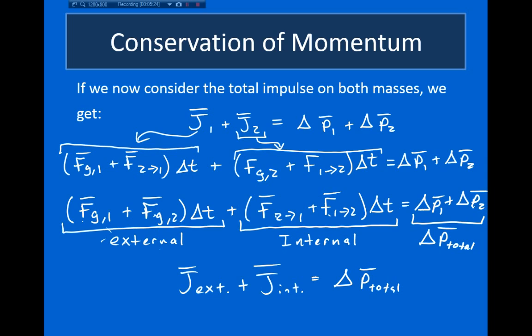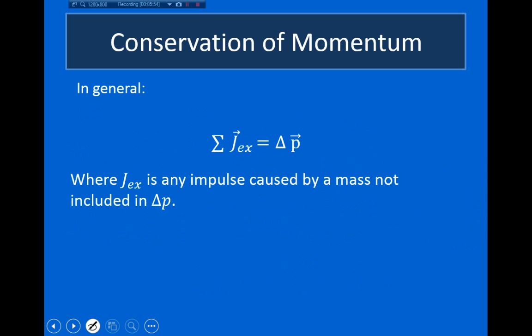But at this point, I'd like to point out something that's very important. The force that mass 2 exerts on mass 1 and the force that mass 1 exerts on mass 2 are related by Newton's third law. Newton's third law tells us the force that mass 2 exerts on mass 1 is minus the force that mass 1 exerts on mass 2. So the sum of these two things is always going to be 0. So the internal impulse in any system is always 0. So what this tells us is that the sum of the external impulses is going to equal the change in the total momentum of the system.